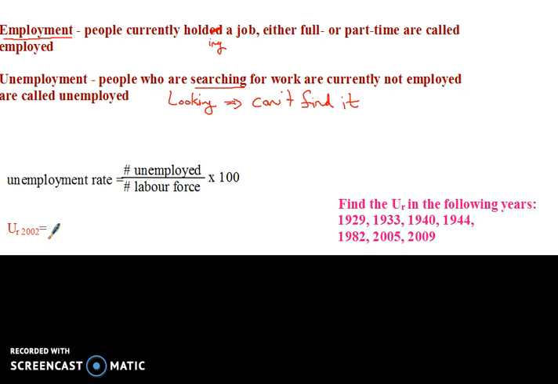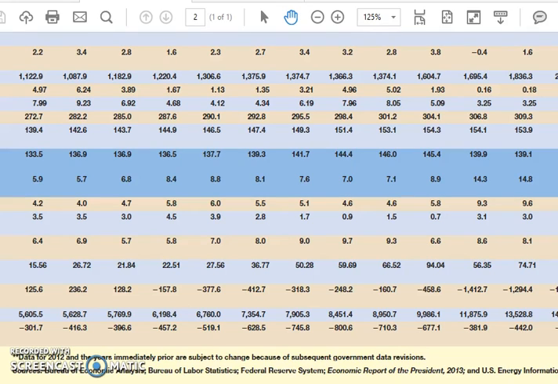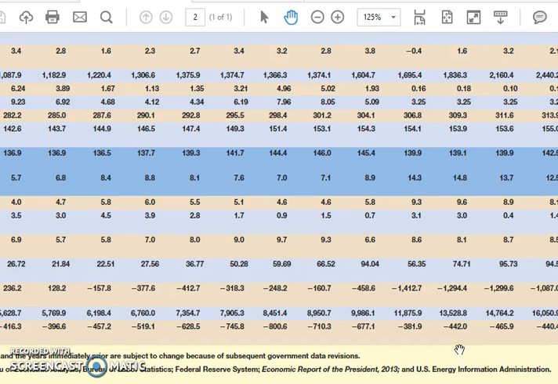To do that, I'm going to bring up some statistics. Here are some statistics, and you're going to have to bear with me. This chart has a lot of numbers on it, and I'll be moving it around, and I'll try to do it in a way that you can follow. Before I do anything else, let me mention the source of all this data: the Bureau of Economic Analysis, the Bureau of Labor Statistics, the Federal Reserve System, the Economic Report to the President in 2013, and also the U.S. Energy Information Administration. All these organizations together are providing us these numbers.